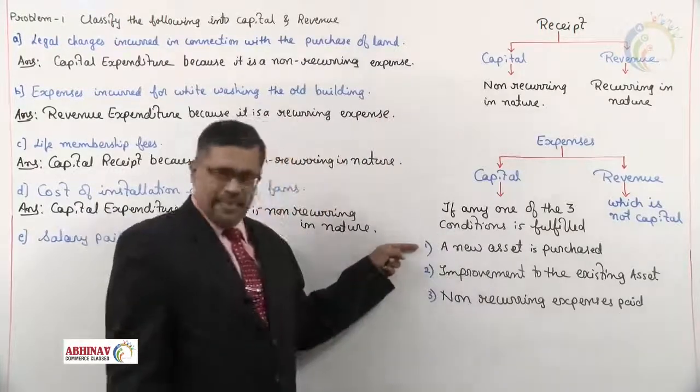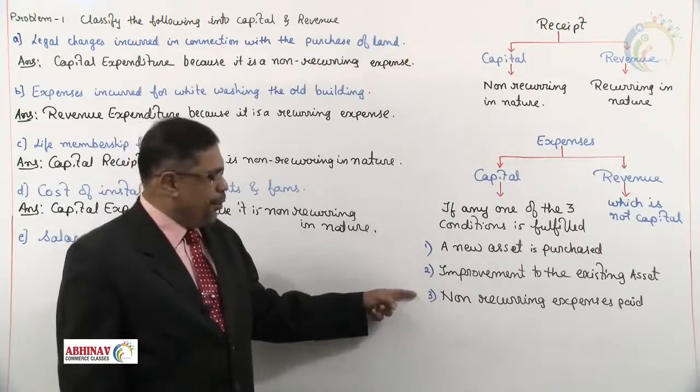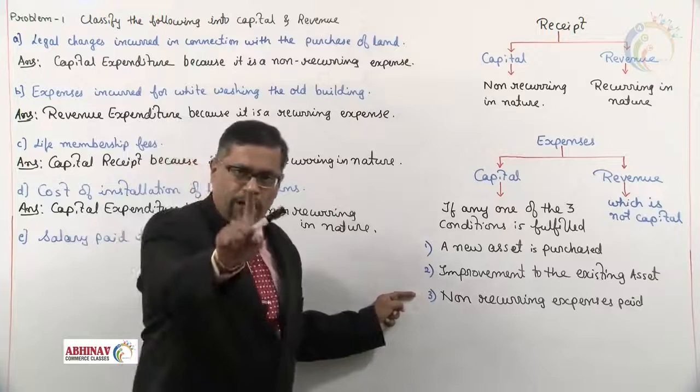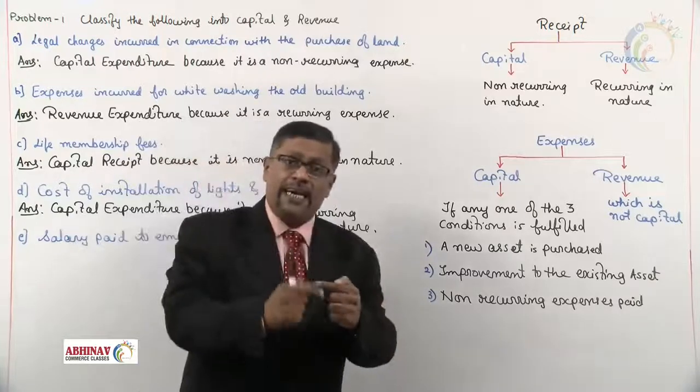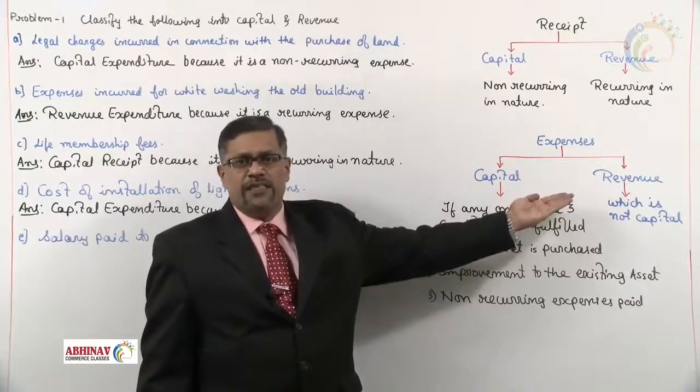Let's say, does a new asset come into existence? No. Is it an improvement? Salary paid? No. Is it non-recurring, paid only once? No. It is paid again and again. That means it is going to be a revenue expense.